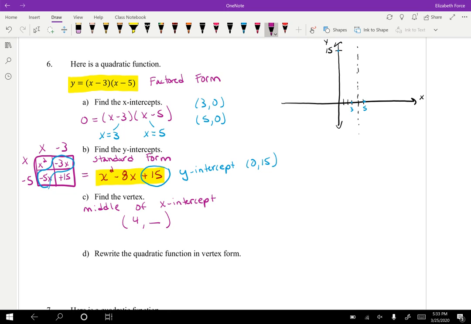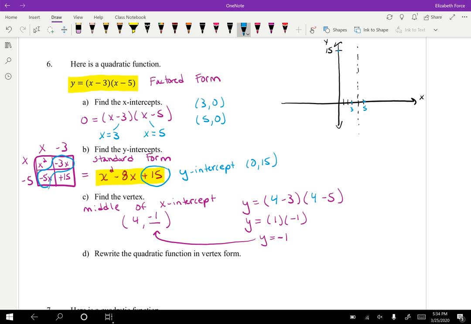So in order to figure out where our vertex occurs, at (4, something), we need to plug it back into the function. You could plug it back into standard form, or probably easier to plug it back into the factored form. So when I plug it back in, I'm going to get y equals, I'm going to put 4 in for the x, and 4 in for that x, and 4 minus 3 is 1, 4 minus 5 is negative 1. 1 times negative 1 is going to give you negative 1. Now I know exactly where my vertex occurs, at (4, negative 1).